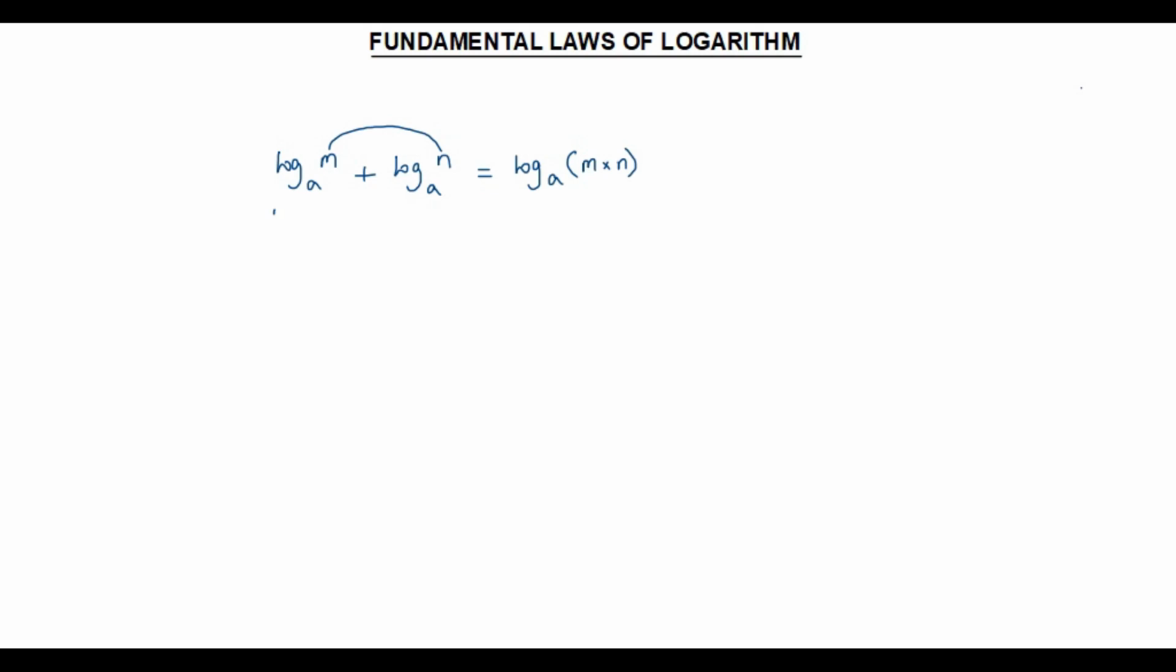This fundamental law has to be remembered in both the ways. That is, if two logarithms are added with the same base, we have to take logarithm once with the same base and multiply the arguments. In case there is a logarithm where the argument is a multiplication of two values m and n, then we have to take logarithm separately for each value and add them. That is log m to the base a plus log n to the base a.